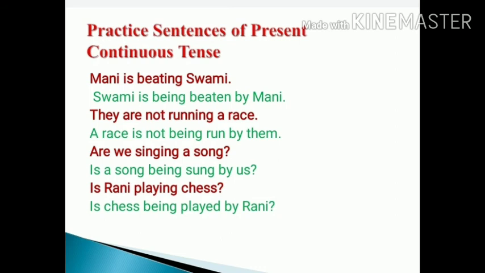So the next example is they are not running a race. A race is not being run by them. Are we singing a song? Is a song being sung by us? Last sentence is Is Rani playing chess? This is an interrogative sentence, and when we change the interrogative active voice into passive voice, it remains interrogative. So chess is the object here and it becomes the subject. Chess is singular, so we use is before chess because this is the singular subject. Is chess being played by Rani?